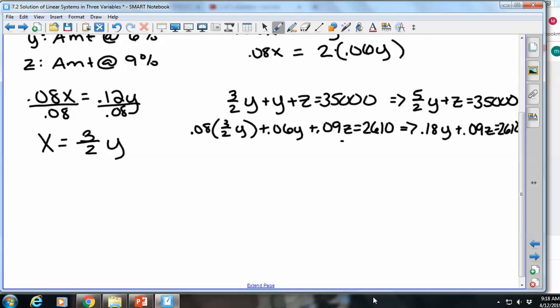Okay, I have 2 equations with 2 variables now. What would it be easiest to eliminate? The z. What am I going to have to multiply by? Negative 0.09. So 5/2 times negative 0.09 would be negative 0.225y minus 0.09z. 35,000 times negative 0.09 would be negative 3150.